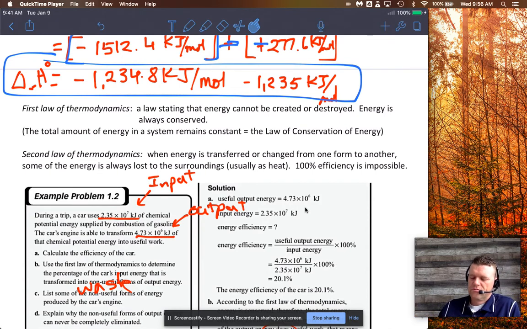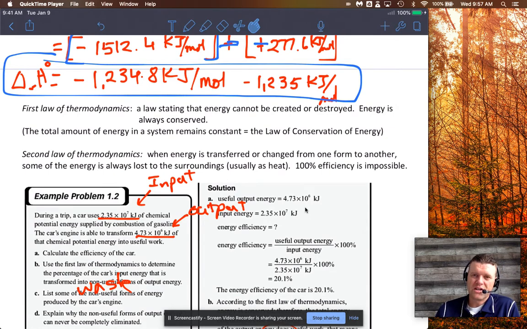The first law is simple, it's basically the law of conservation of energy. You can't create or destroy energy, and the total amount of energy in a system remains constant. Or you could say energy is always conserved. The second law says, though, if you're ever converting or transferring energy from one form to another, you will always lose some of that energy to the surroundings, and it's usually heat. There's just nothing you can do about that.